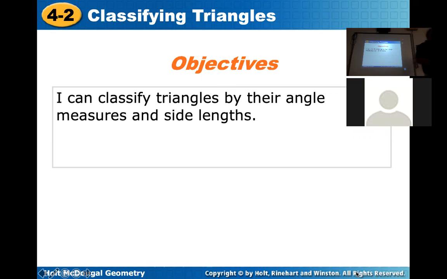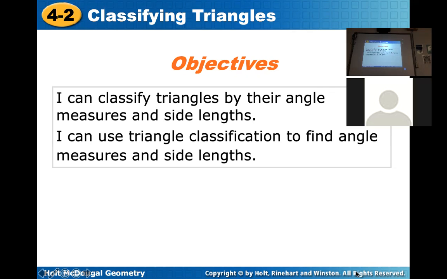So today we're going to talk about classifying triangles. And today's lesson is pretty self-explanatory. We're going to classify them. One, we're going to classify them based on angle measure. Two, we're going to classify them based on side lengths. So your objectives today: I can classify triangles by their angle measures and side lengths, and I can use triangle classification to find angle measures and side lengths.